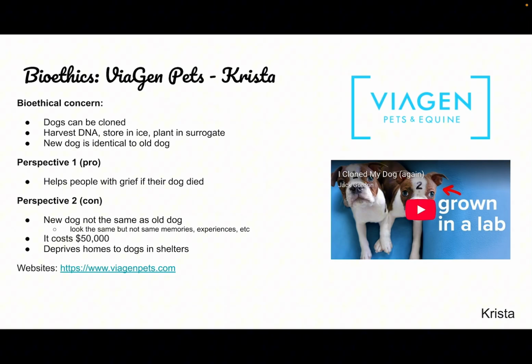I can see why people might want this. It can help people cope with grief if their dog died. However, I personally disagree with this, and I think it isn't ethical. Viagen Pets has even stated that the new dog isn't exactly the same as the old dog. Sure, they look the same, but the new dog doesn't have the old dog's memories or experiences. Not to mention the procedure costs over $50,000.